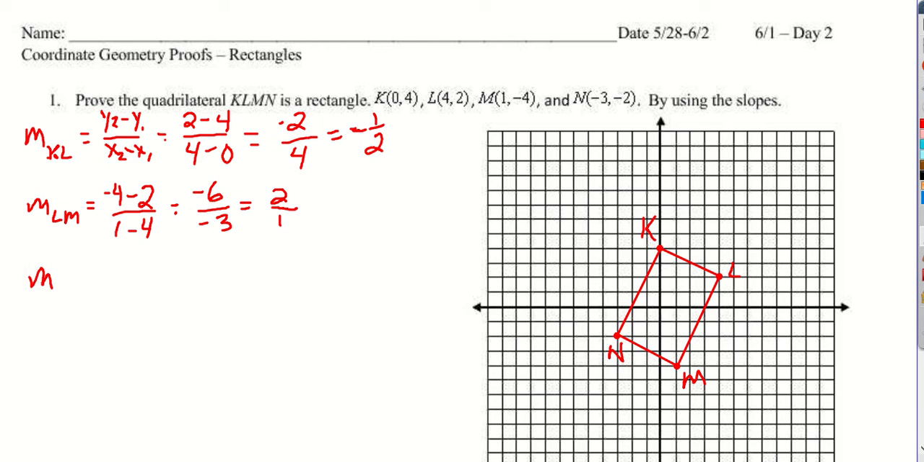Okay, slope, the next one is going to be MN. So we're going to go second, same thing. Y2 is negative 2 minus y1, which is negative 4. So that double negative becomes a positive, and then it's -3 for n minus -4 again. That's our double negative. -2 plus 4 is 2. -3 plus 4 is 1. And we get 2 over 1 again. Okay. Double checking.